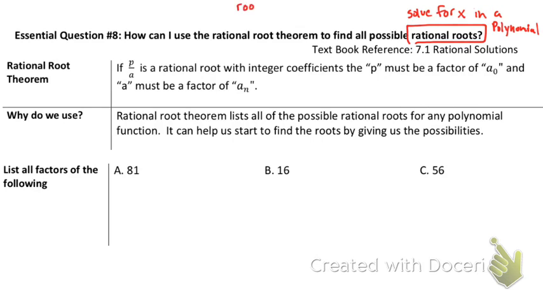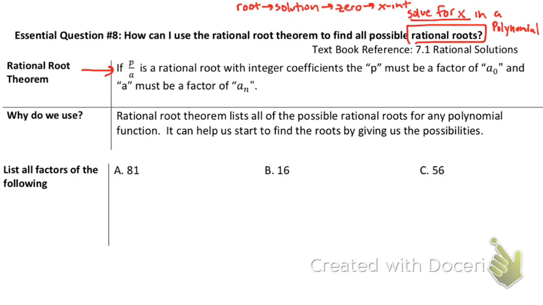The word root can be interchanged and means the same thing as solution, which means the same thing as zero, which means the same thing as x-intercepts. These all are the same idea. So to find rational roots, in essence we are just solving for x. Okay? So the rational root theorem, which is explained here, is just a way to help us solve for x.